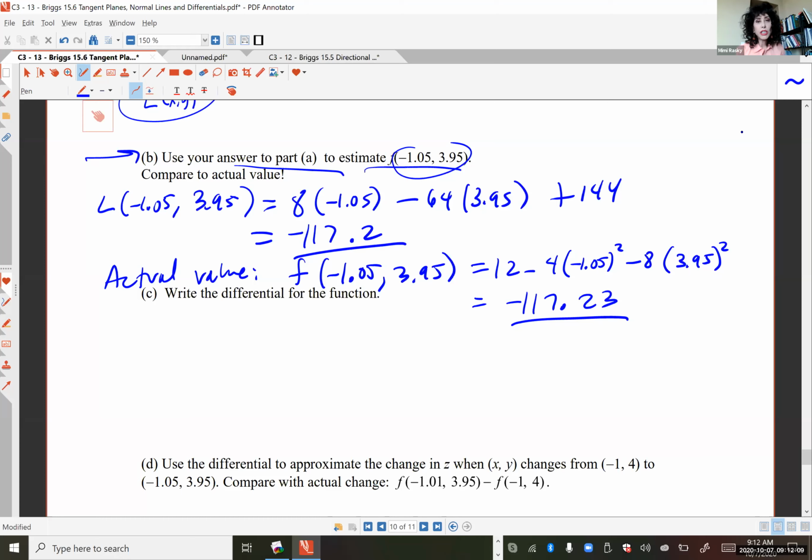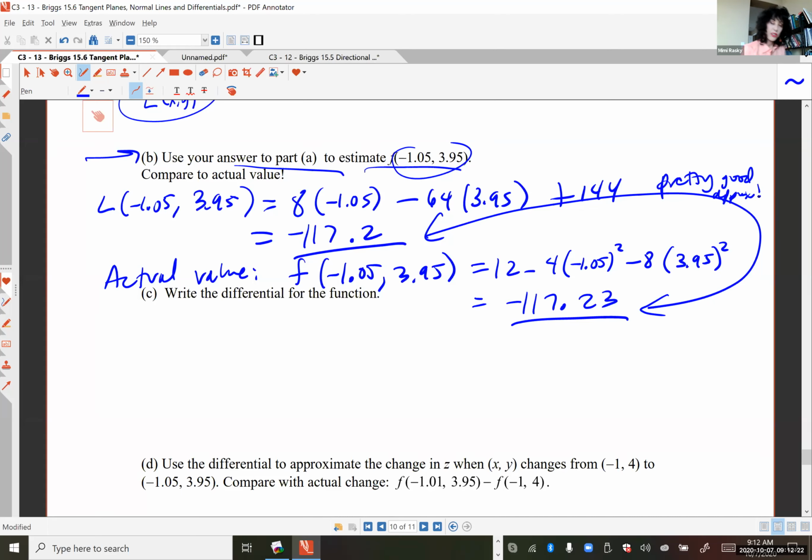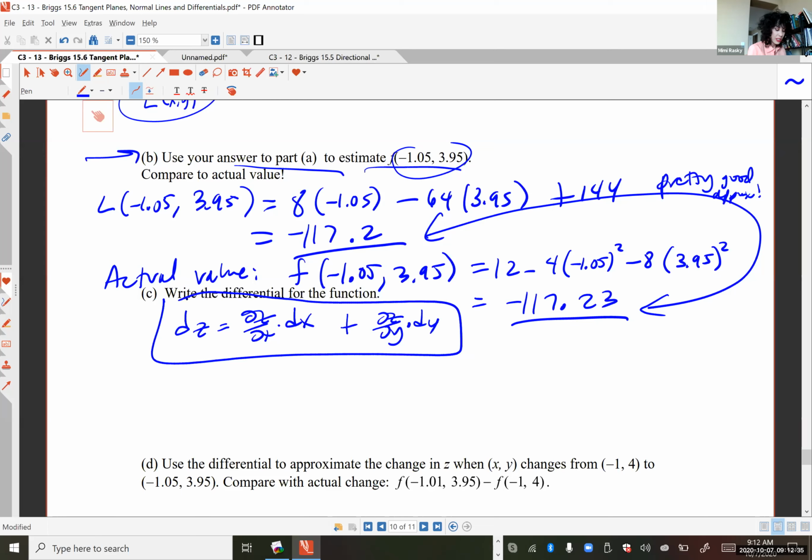So how do you write the differential for this function? After noticing that when you compare, that tangent plane equation is a pretty good approximation, almost as good as the real thing. So write the differential. Remember, the differential has this formula to it. Now, I want to caution you, it's not the same as the chain rule. It kind of looks like the chain rule, but I'm going to get very unhappy with you if you start doing bad notation on your handwritten work.